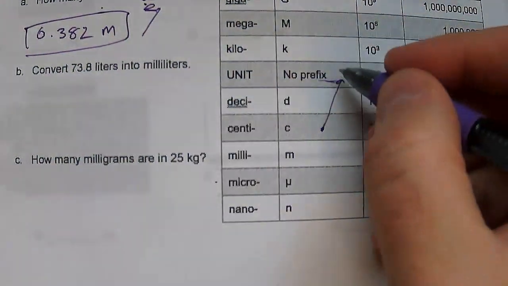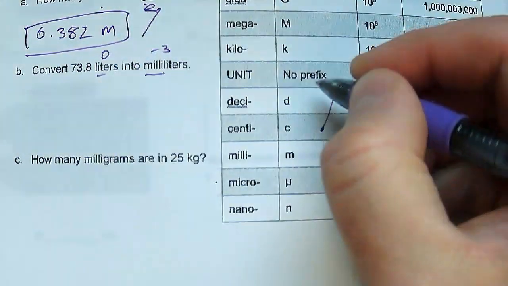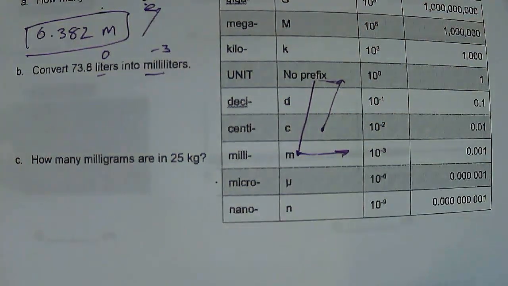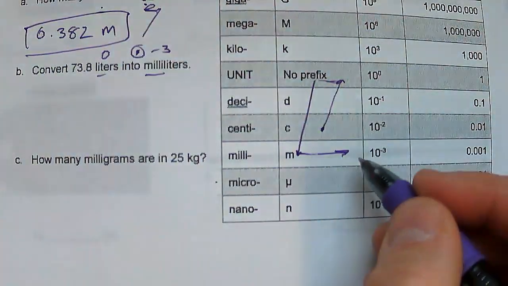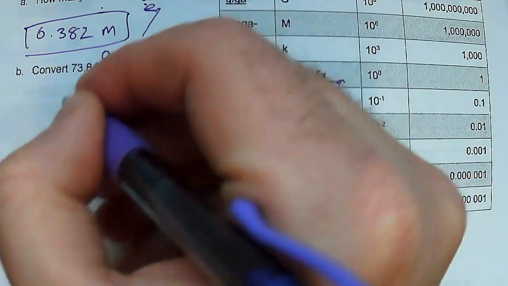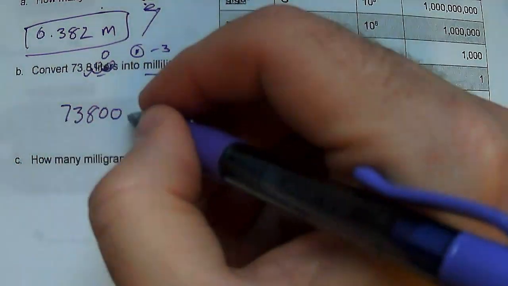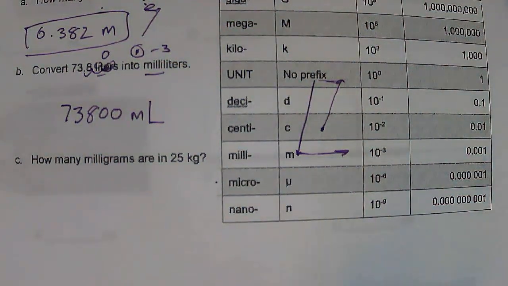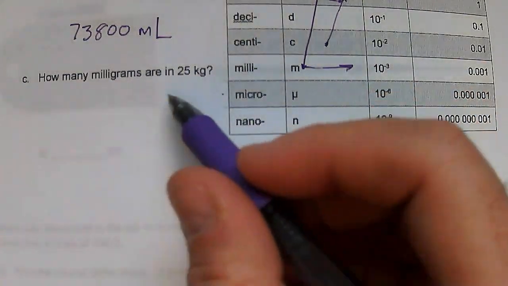Now this is liters to milliliters. That's 0 to -3, so that's going to go down. We're going to move the decimal point 3 places to the right, so that's 1, 2, 3. We have to create some zeros in there. 73800, and that's going to be milliliters.